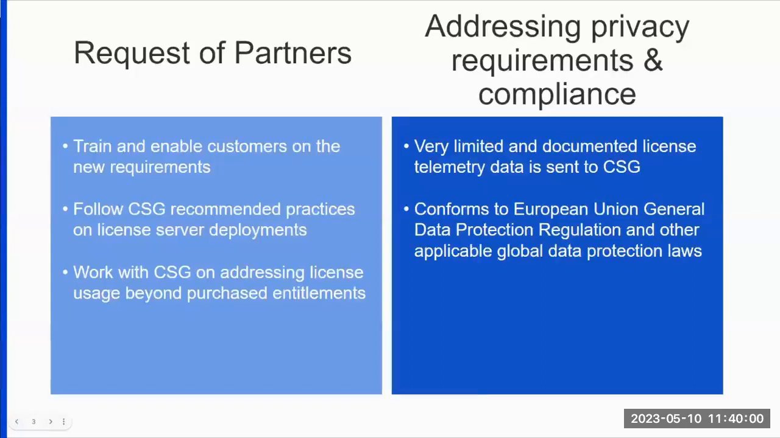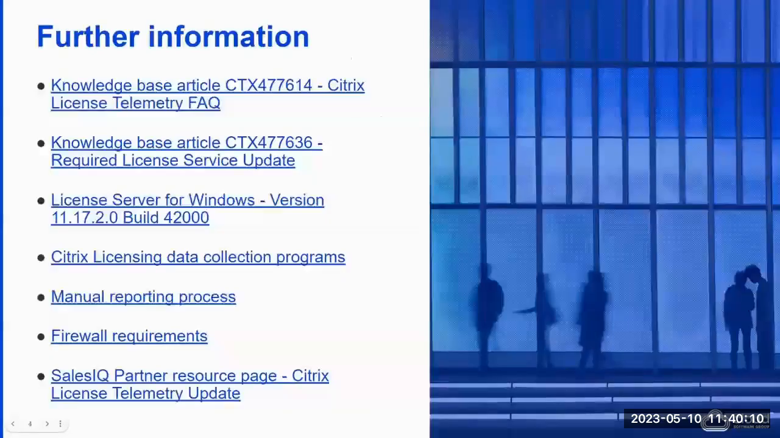Customers seeking an exception to these reporting requirements based on unique business needs will need to apply for an exception. These will be granted on a very limited basis. The data collected will be limited to the telemetry data necessary to confirm license compliance and managed through the Citrix license server. We've created documentation that details the new licensing telemetry program and the data elements being collected. Please have a look at the link in the slide above.